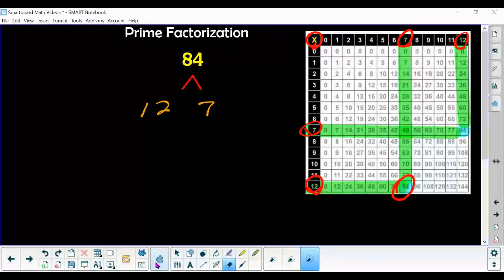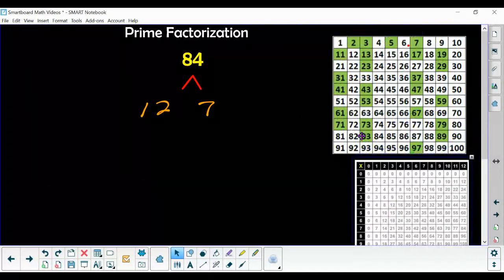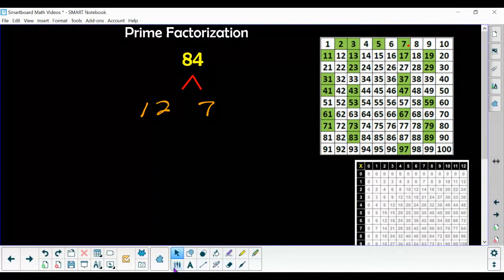All right, so let's continue. Now, we're going to look at the new numbers that we have. 12 is known as a composite number. If you forget, let's go back to our chart over here. Since 12 is right here in white, and anything in white is known as a composite number, that means it gets two branches.